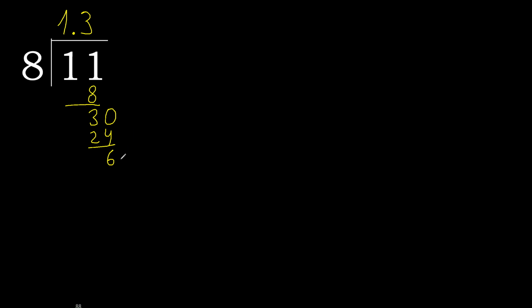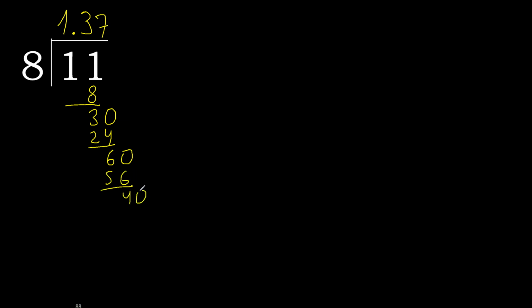Next, there is not number, therefore complete. Always complete with 0. Point is here, 0 point, okay. 60. 8 multiplied by 8 is greater. Multiplied by 7, 56, okay, is not greater.